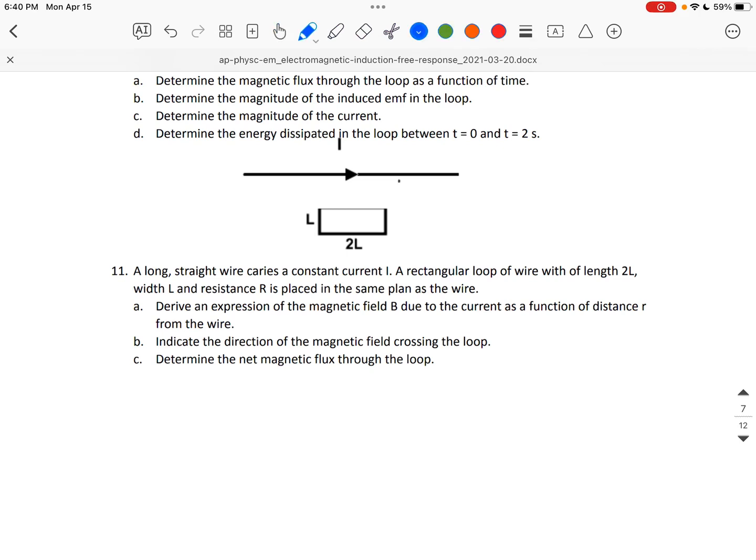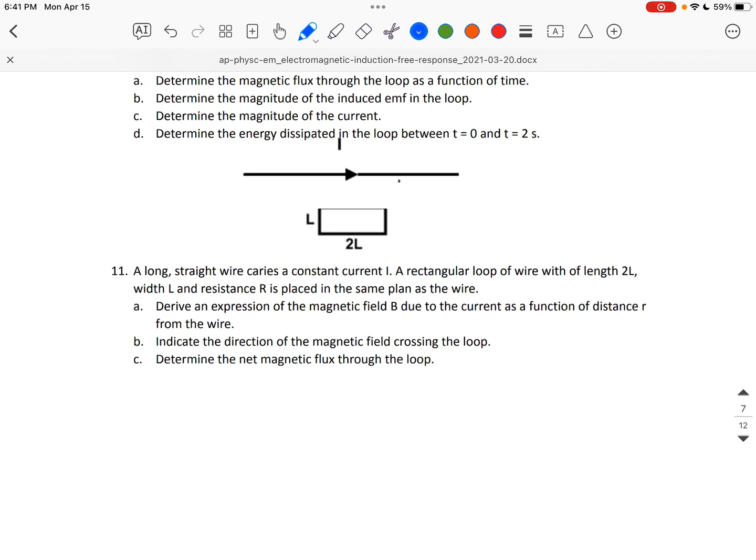Problem number 11, we've got a long straight wire carrying a constant current I and a rectangular loop right below it with a length of 2L and a resistance R, and it's in the same plane as the wire. So derive an expression for the magnetic field due to the current as a function of distance r. In this scenario, we're imagining this wire as an infinite wire. A really long wire would give you the same equation.